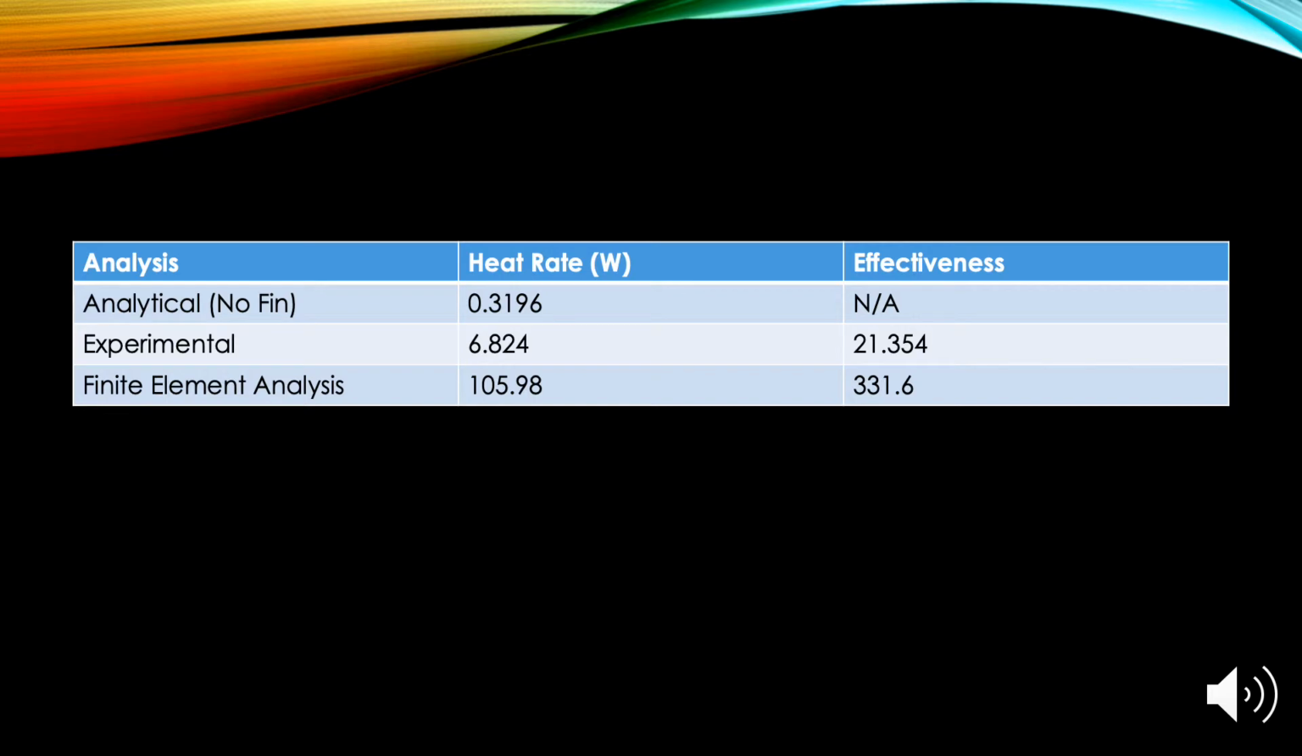Utilizing this number, I divided both the experimental and the finite element analysis heat rate by that value in order to obtain the effectiveness. For the experimental analysis, I ended up with an effectiveness of 21.354, and for the finite element analysis, I ended up with an effectiveness of 331.6.